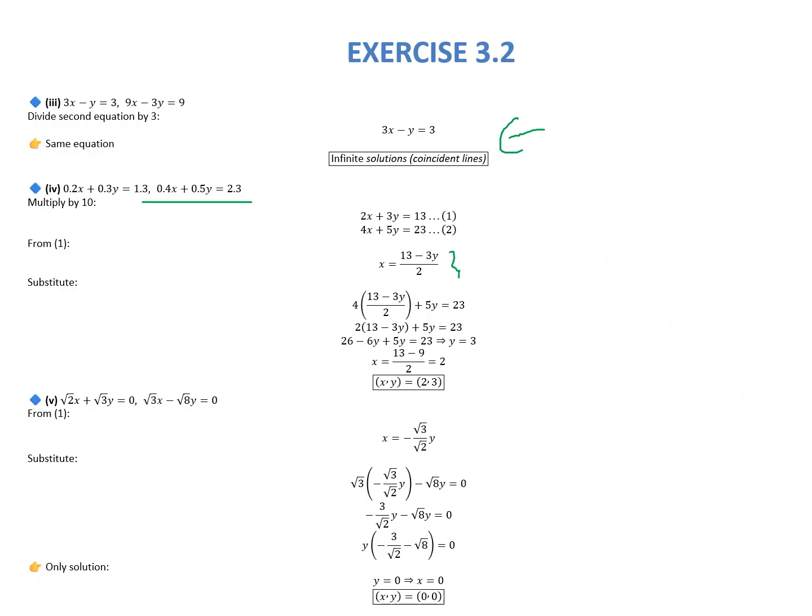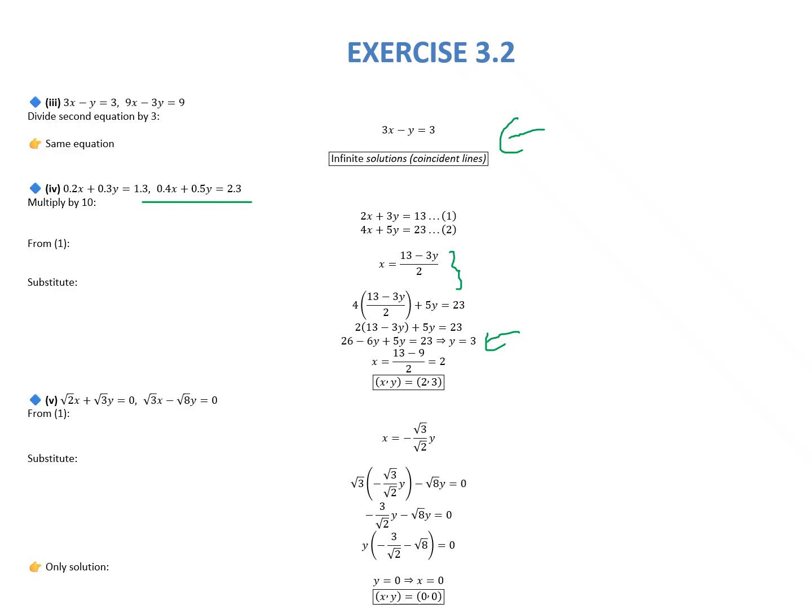Now we'll substitute this value, x is equal to 13 minus 3y upon 2, into the second equation. When we solve this equation, we'll get y is equal to 3, and we'll put this value of 3 into the first equation, which is 13 minus 3y upon 2. We'll get the value of x is equal to 2. So the solution is x is 2 and y is 3.